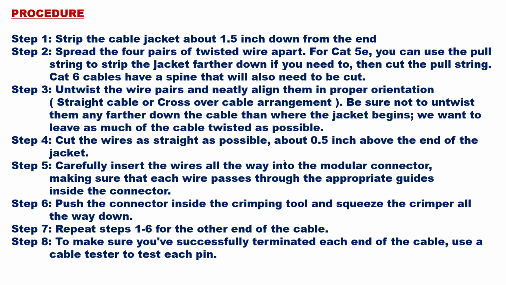Step 5, carefully insert the wires all the way into the modular connector, making sure that each wire passes through the appropriate guides inside the connector. This is very important. Step 6, push the connector inside the crimping tool and squeeze the crimper all the way down. Step 7, repeat steps 1 to 6 for the other end of the cable.